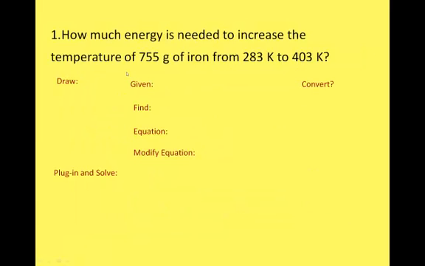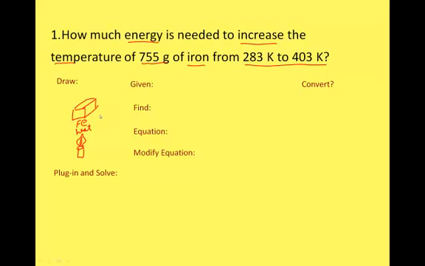In this first problem, we have how much energy is needed to increase the temperature of 755 grams of iron from 283 K to 403 K. So let's say we have a lump of iron here, just a cube sitting here of just iron, Fe. The temperature is rising, so we're adding in some heat. We can just use a candle to represent fire here. That's heat, so we're adding heat.